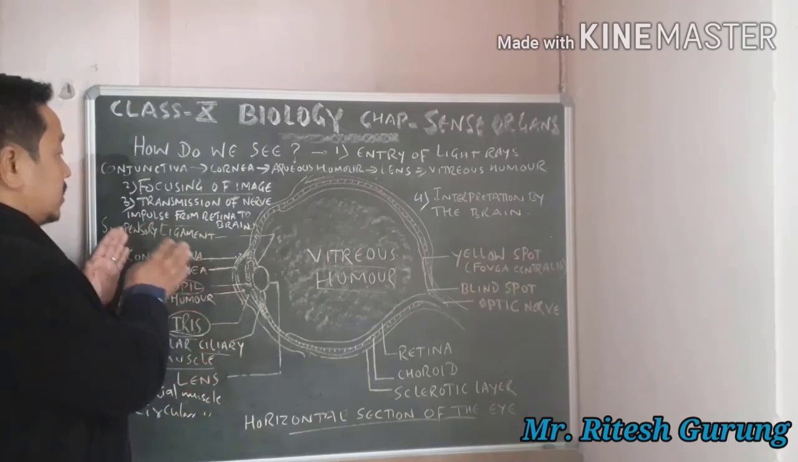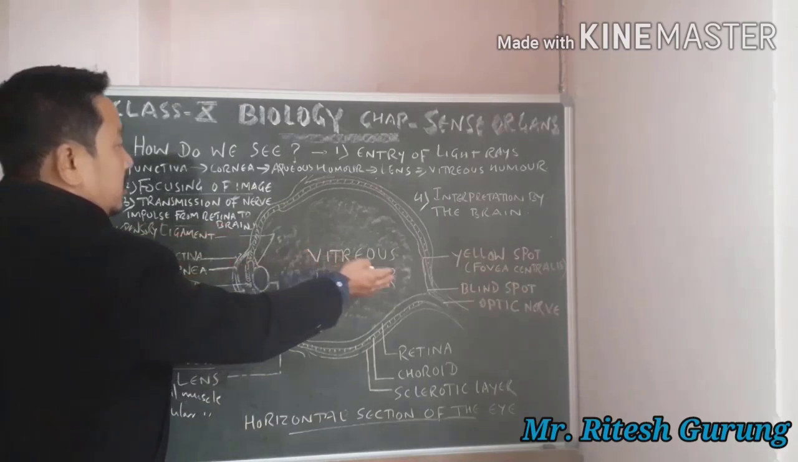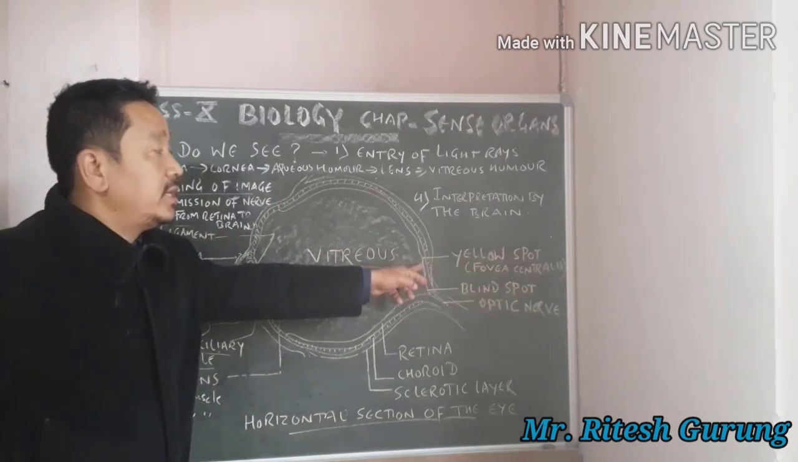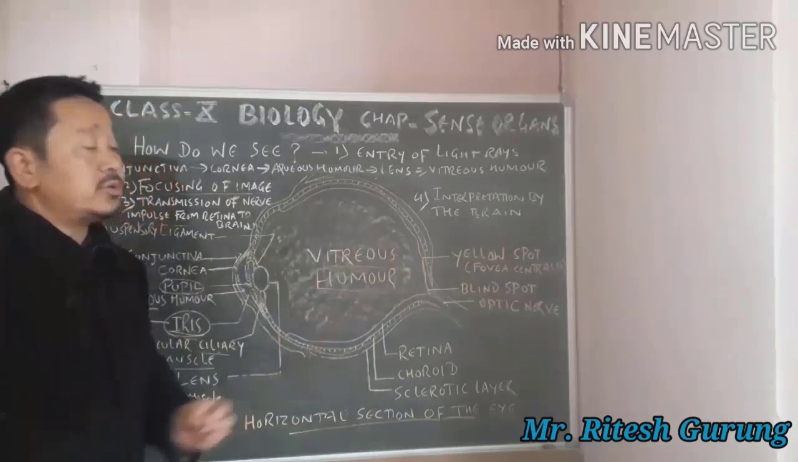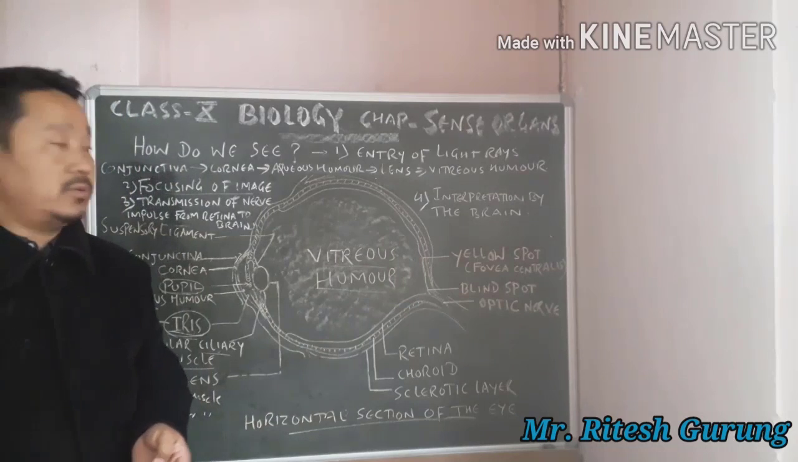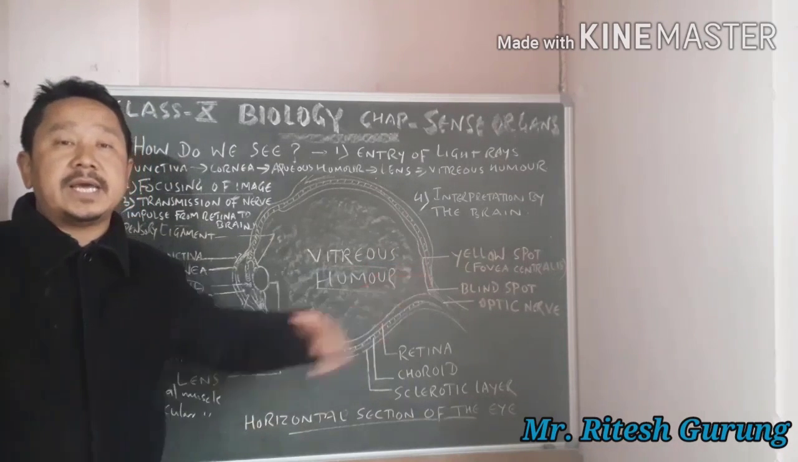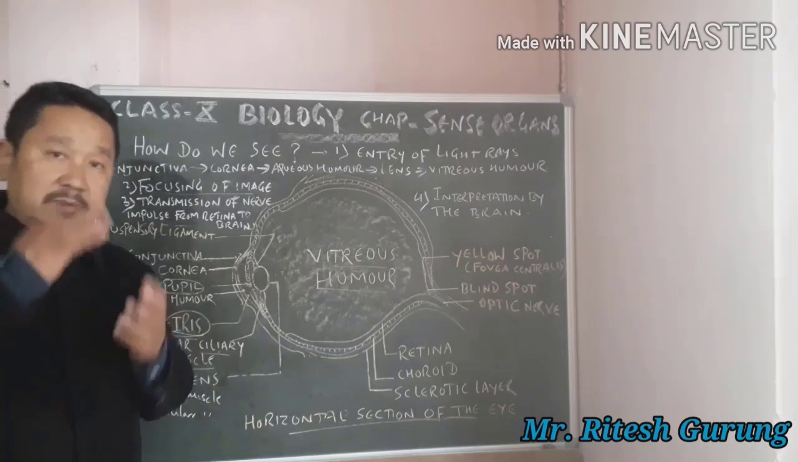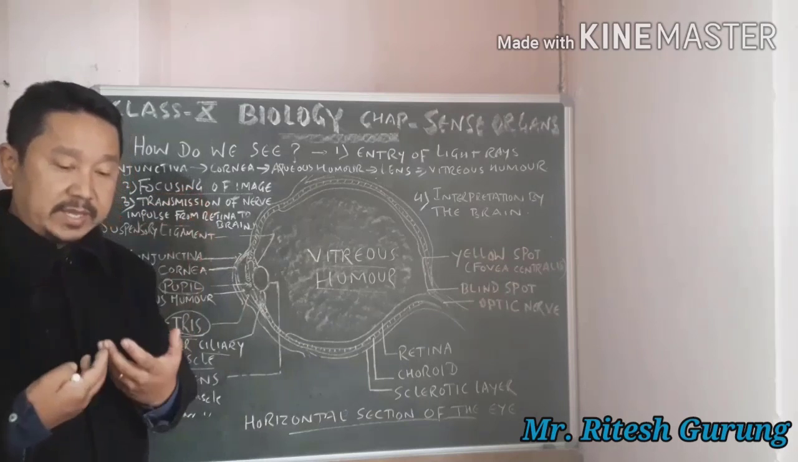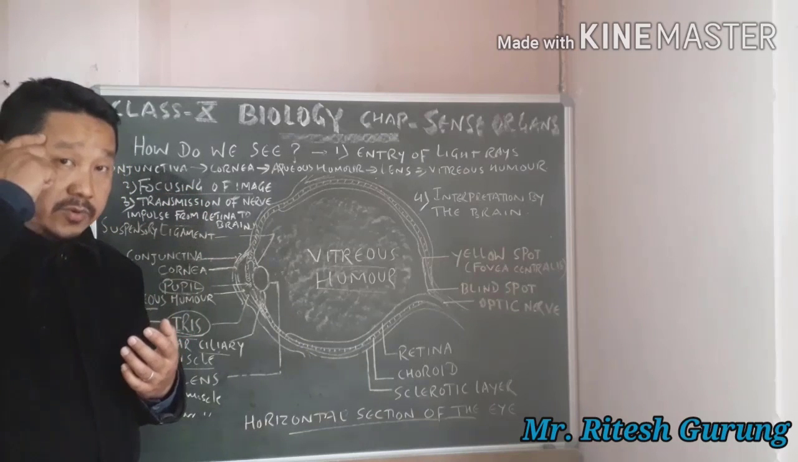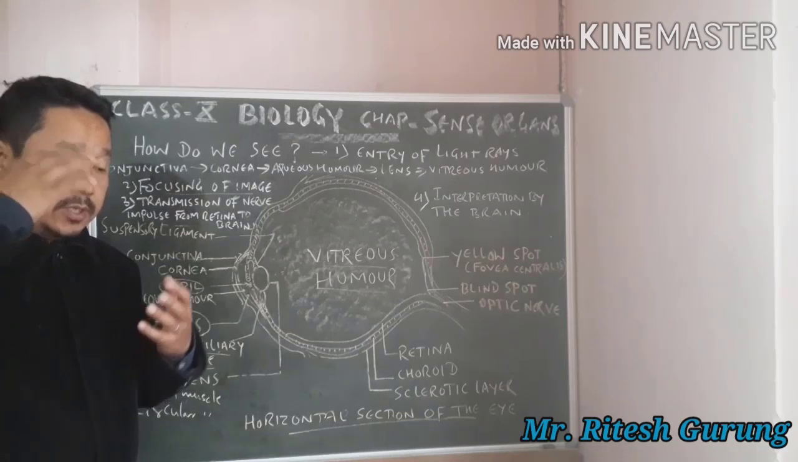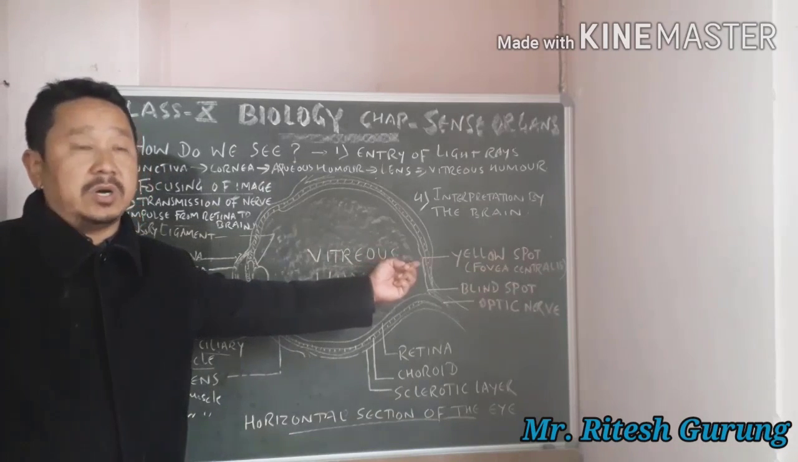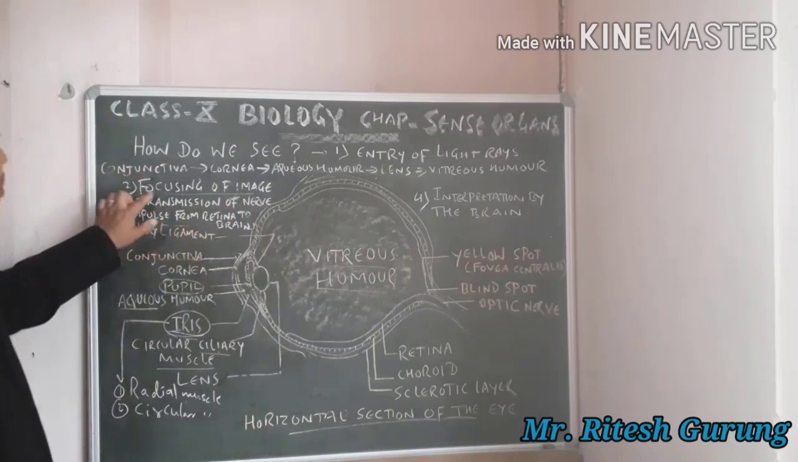That way the light rays are converged to meet at one point of the retina, so on the retina the image is formed. The image formed on the retina is inverted and real. Inverted means upside down. This is my upright position, but when I stand here with my head down, that is inverted. So that inverted image is formed here on the retina. That is your focusing of image.